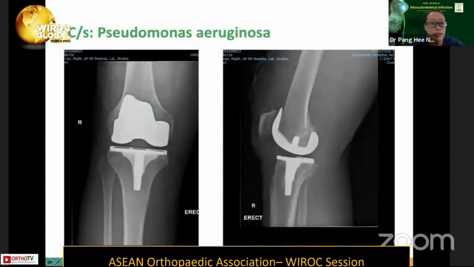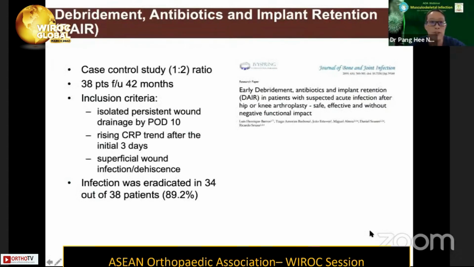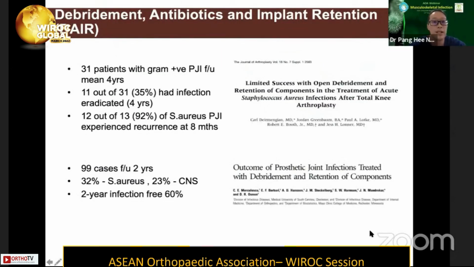So in this case, the culture grew Pseudomonas aeruginosa. The patient finished 6 weeks of IV antibiotics, and he was disease-free thereafter. So the results for debridement, antibiotics, and implant retention in this study are up to 89.2%. But these are the people with early infection. These are patients with about 1 week of wound discharge. They go in early to debride, so the results will be good in these cases. Okay. In these two other studies, the results are not so good.